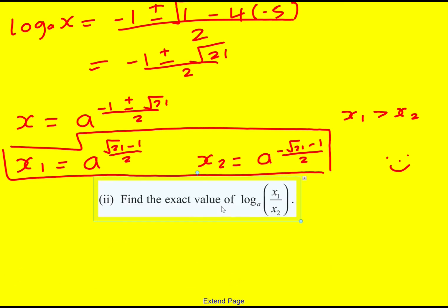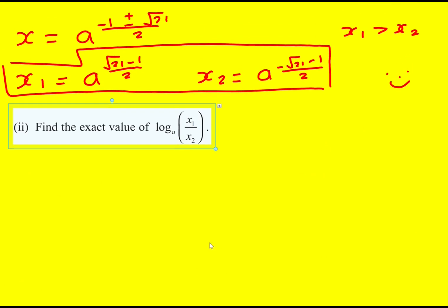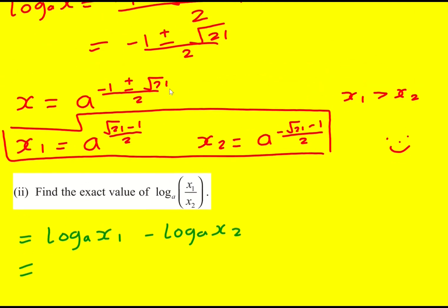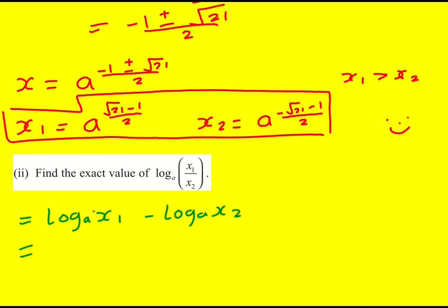We're then asked to find the exact value of log to base a of x1 over x2. So that is actually going to become log to base a of x1 minus log to base a of x2. And we had this here, so the log to base a of x1 is going to be the root 21 minus 1 over 2, and then it's going to be minus root 21 minus 1 over 2.